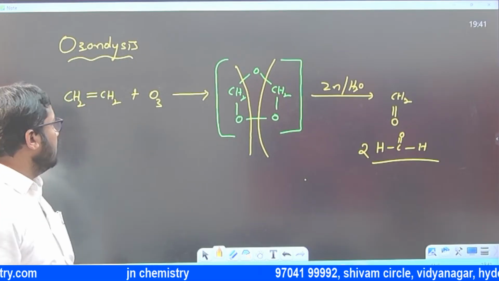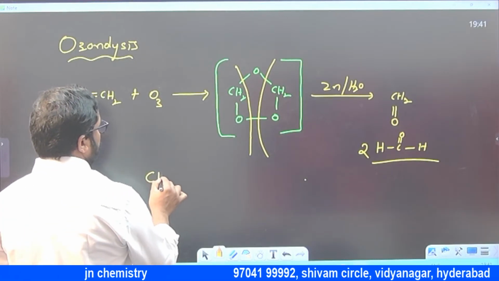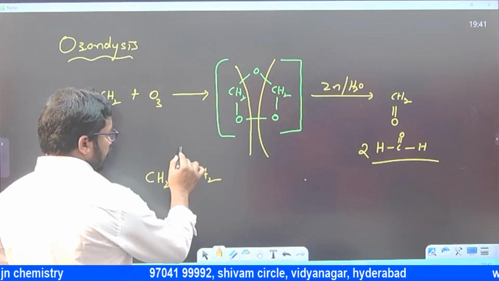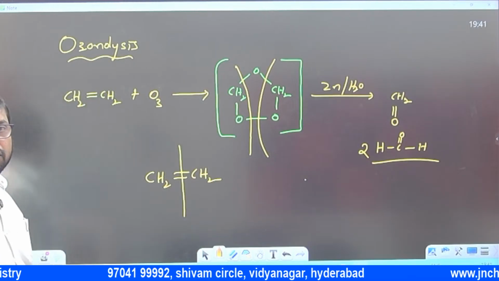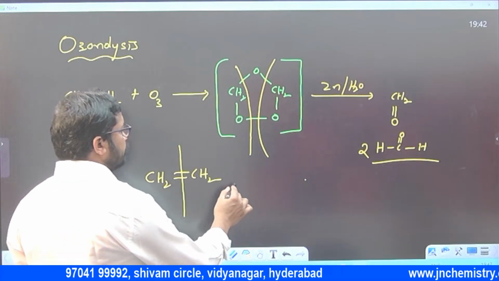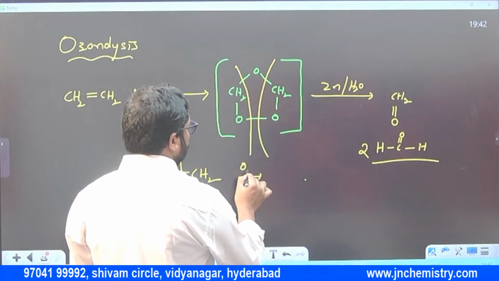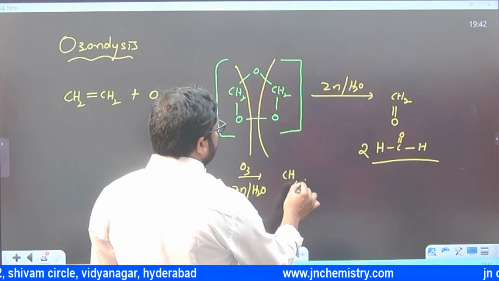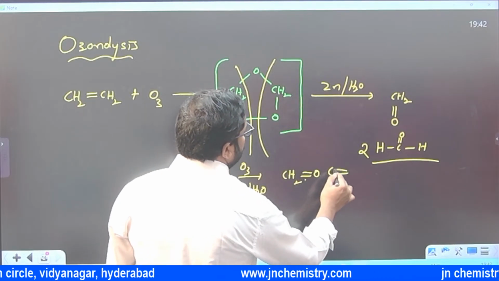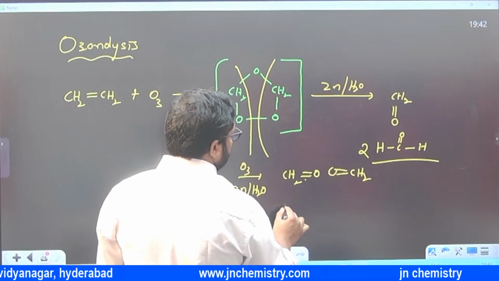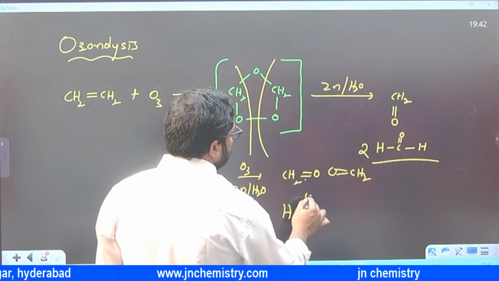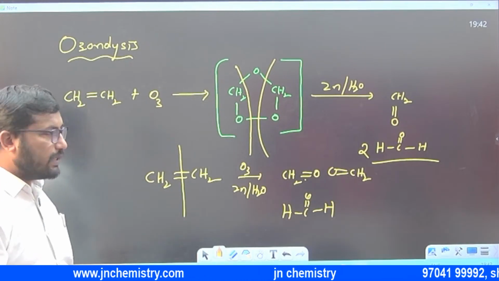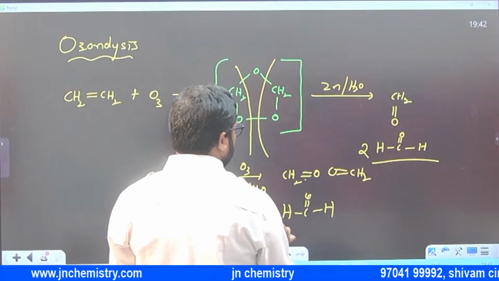Otherwise, simply we can use the shortcut for ozonolysis. Directly break the bond and add 2 oxygens on both sides. Simple. O3, zinc in presence of water, reductive ozonolysis, CH2 double bond O, nothing but HC double bond O H. Ozonolysis of alkenes gives aldehydes or ketones, depending on the reactant. Write it down.